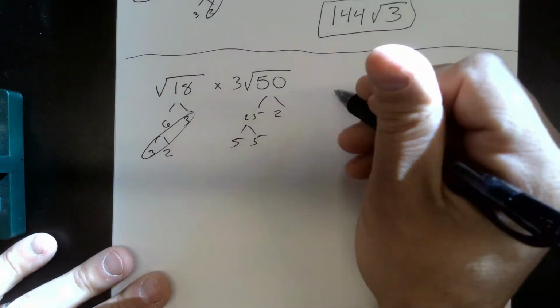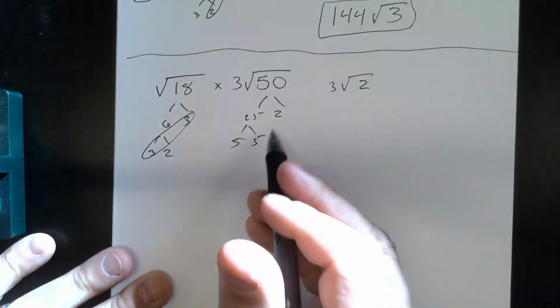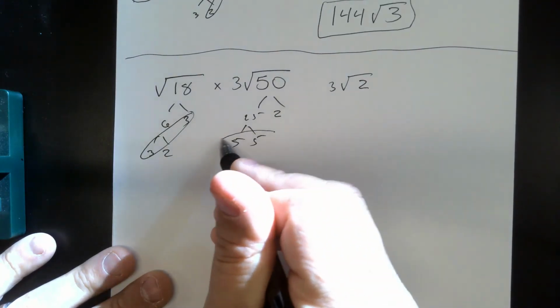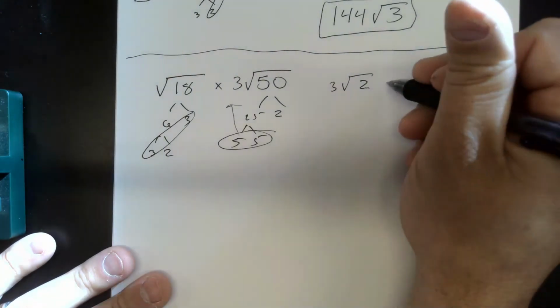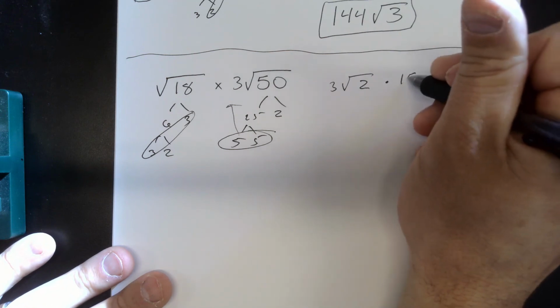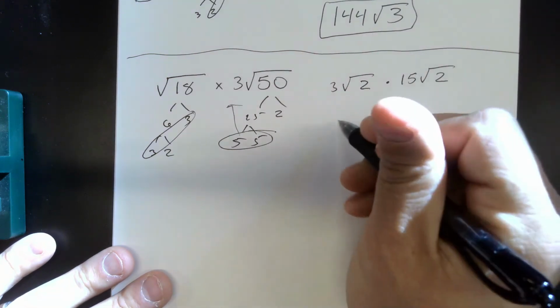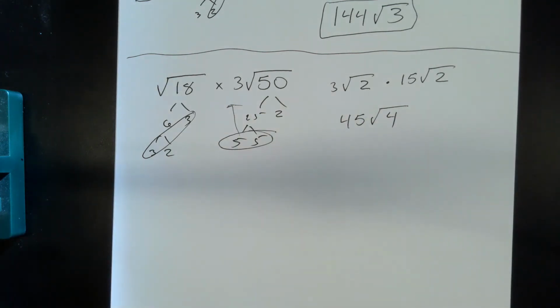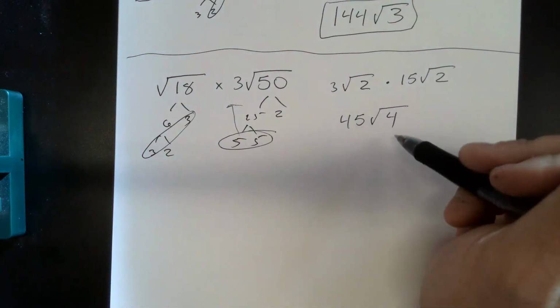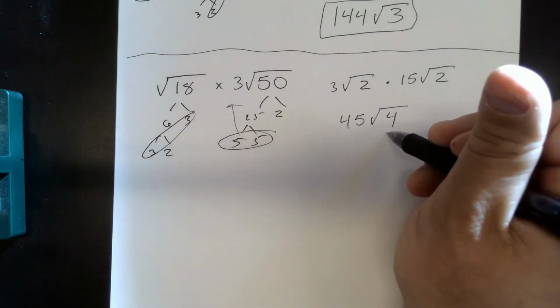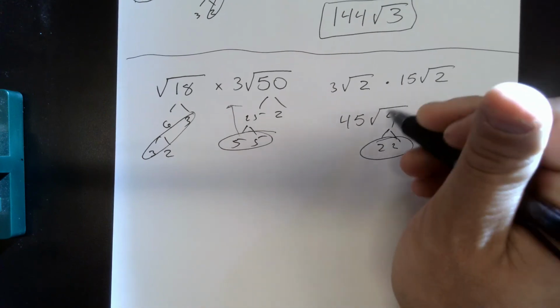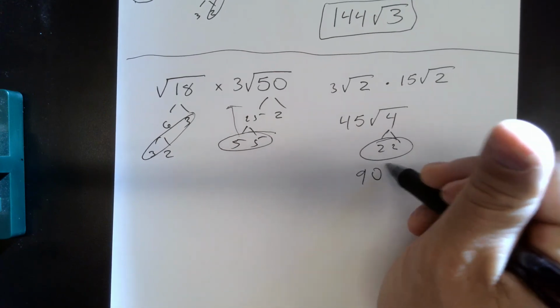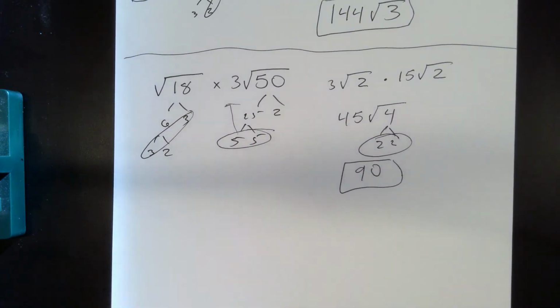Stay quiet. So we're going to have 3 square root of 2. Do we have a pair here? So you're going to multiply them out there, which is going to give you 15 square root of 2, right? So we're going to have 45 square root of 4. Okay, but this is the issue. Always look to do what at the very end? Always look to factor the radical. Can we get another pair here? 2 and 2, which cancels it out and makes 90 your answer.